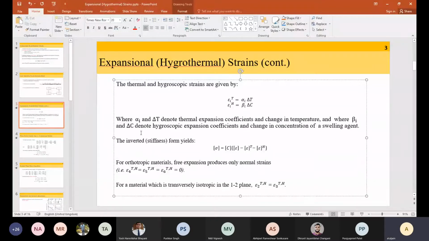Okay. Now we are writing our stiffness form of the constitutive equation in inverted form. It will come out to be something like this, where epsilon is the total strain, minus thermal strain, minus hygroscopic strain, bracket, into stiffness gives the stress.